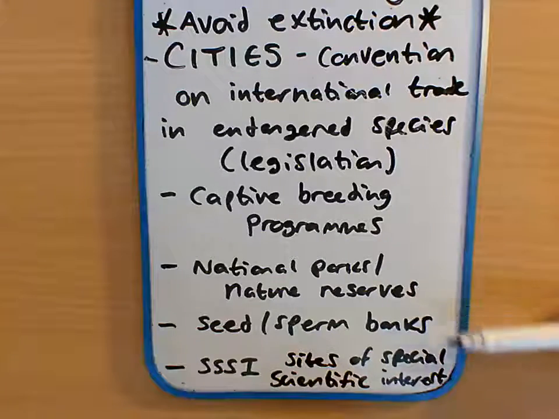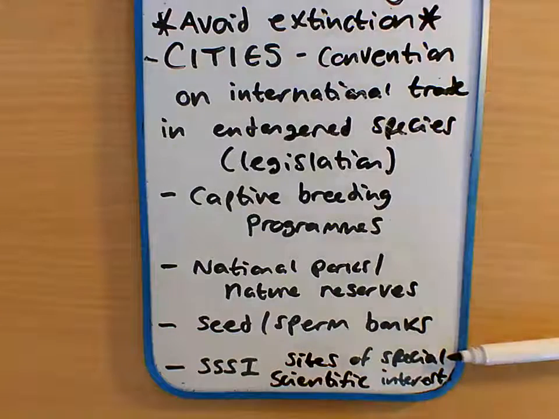And on a more local level, what we call triple SIs, sites of special scientific interest. Sometimes these could be a pond down the road from you that's designated as a triple SI. It's protected by laws which prevent things like construction, pollution, tipping of waste, things like litter. So it protects the species that actually live there.